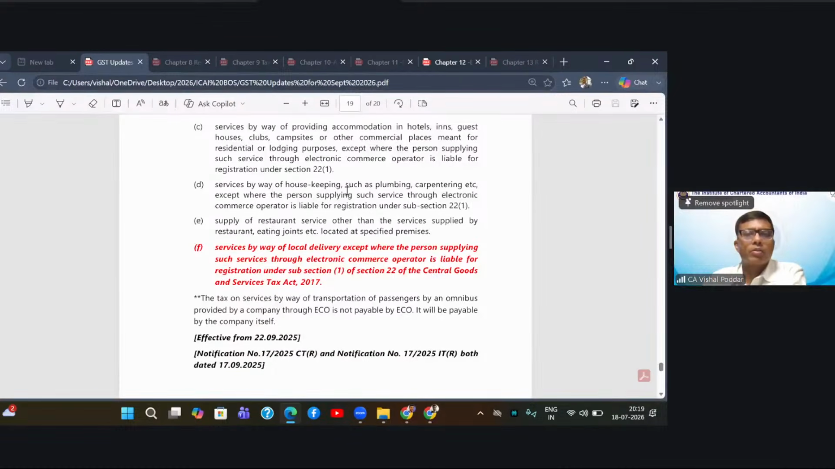Next, services of housekeeping such as plumbing, carpentering, etc. Again, here, only where the person supplying such service is not liable for registration will the ECO be liable to pay the tax. Here you will see that in some cases the ECO is liable to pay tax only where the supplier is not required to take registration. It means in these cases it is conditional. 9(5) is not always applicable. Only where the supplier is not liable for registration will 9(5) be applicable. Otherwise 9(5) will not be applicable.